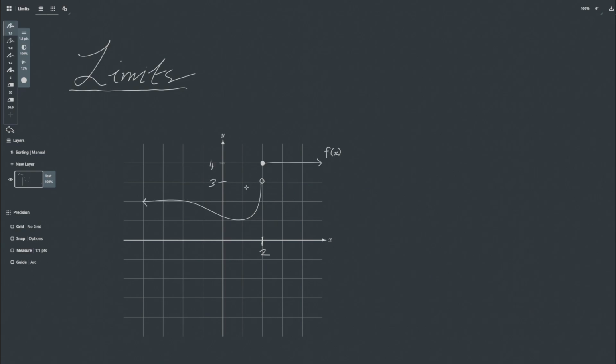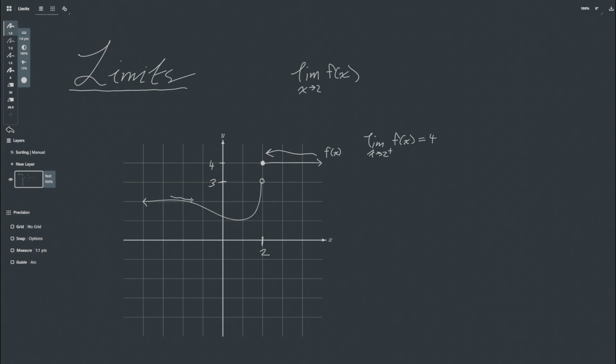Alright, now let's look at this third example. This one's a bit more tricky. So let's try and find the limit as x approaches 2 of f of x. So again, first I'm going to do the right-sided limit. So I'm going to come from the right and then go to the left. So as we follow this curve from the right to the left, as we get closer and closer to 2, right here we're approaching 4. So I can say the limit as x approaches 2 from the right side of f of x is equal to 4.